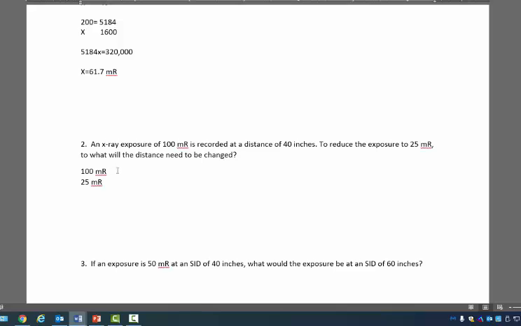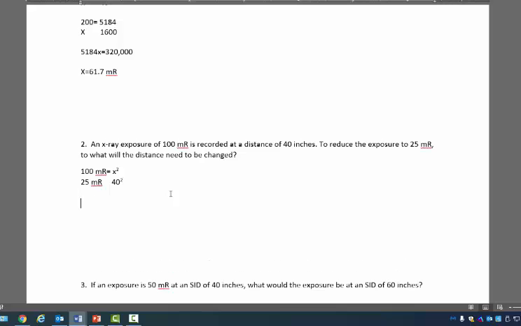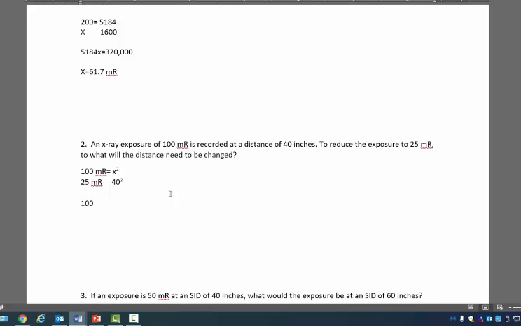Okay, so we've got our two intensities. We don't know our second distance yet, so we're going to call that X squared over 40, which is our first distance, squared. Now, we're still going to work the problem the same. We're going to square the distances. This just remains X squared over 40 squared, which is 1600.